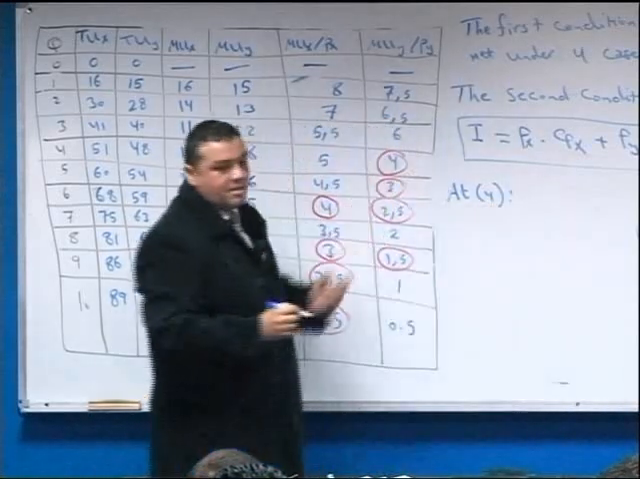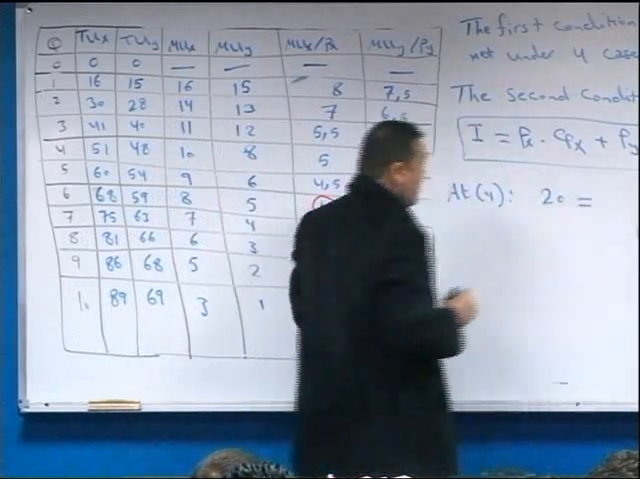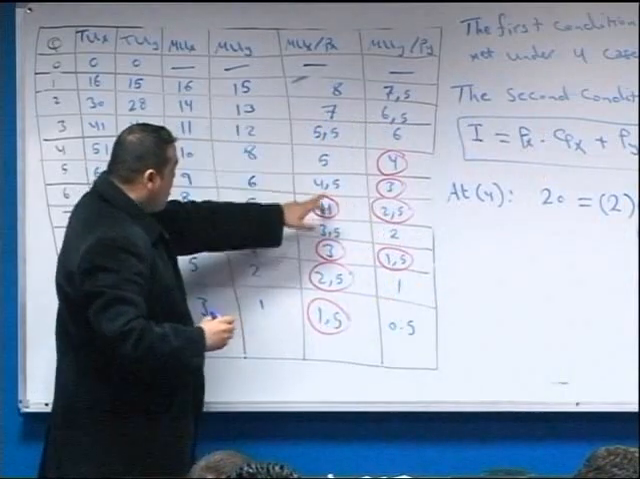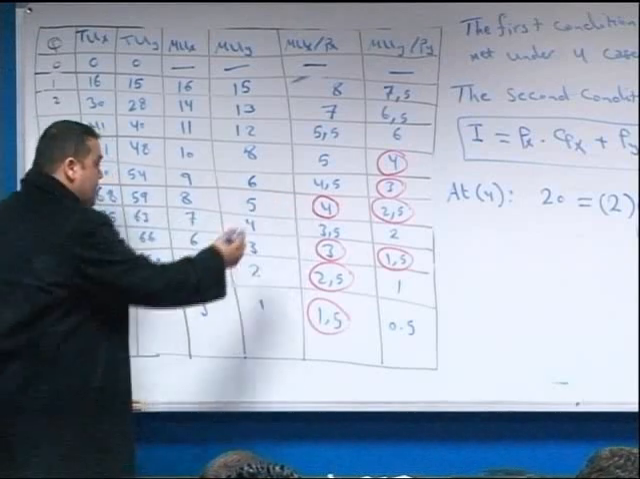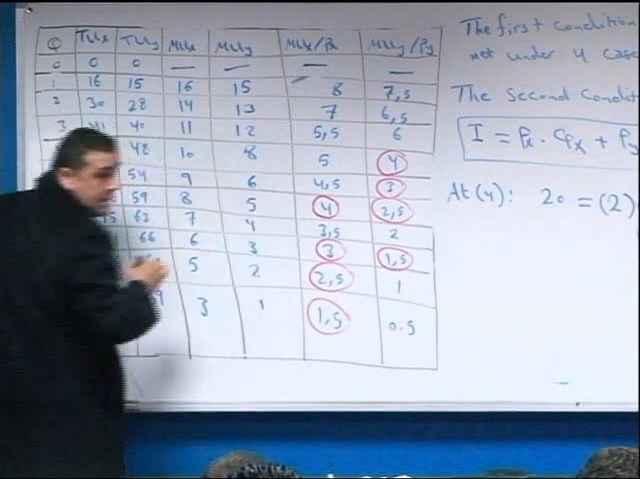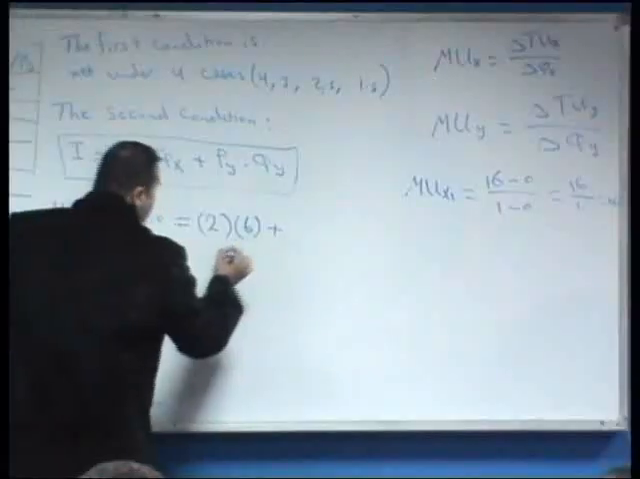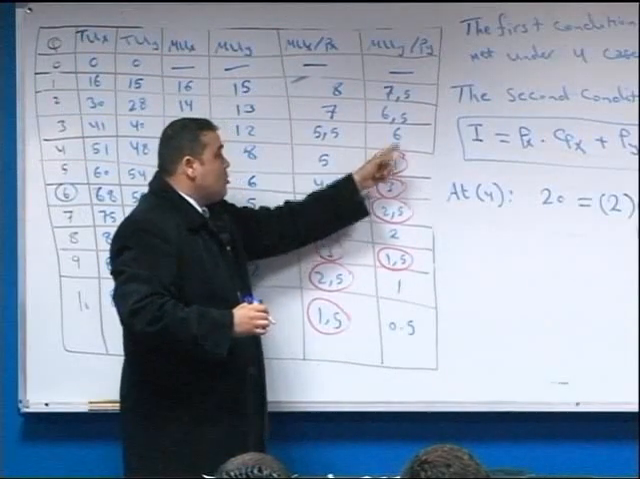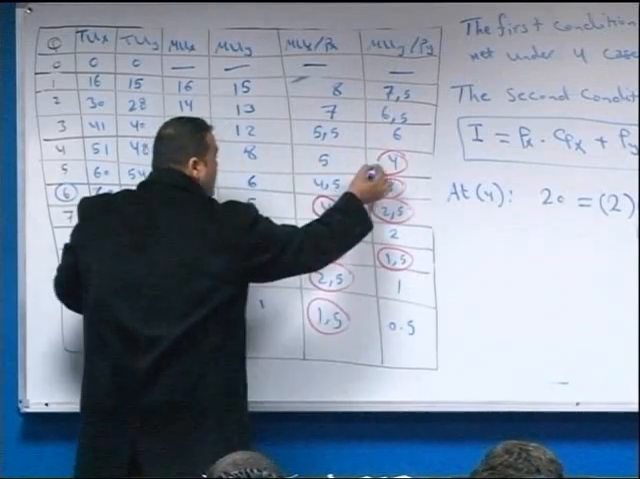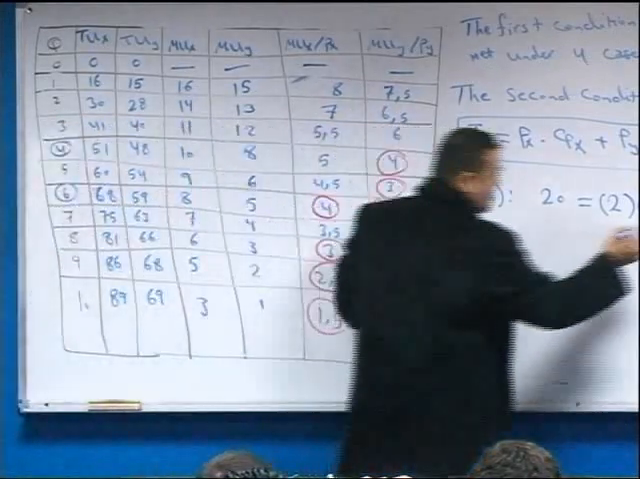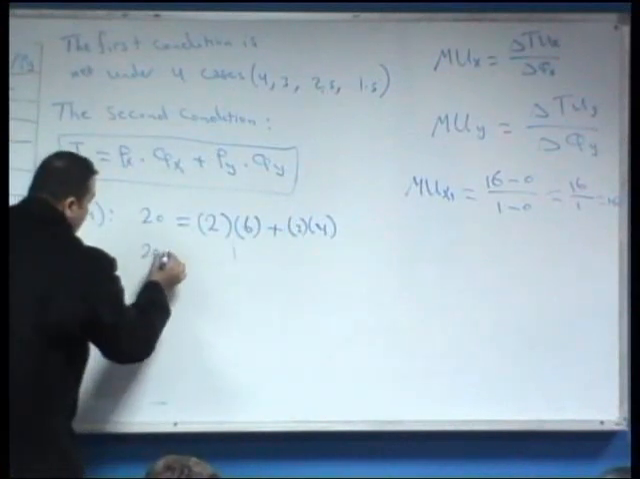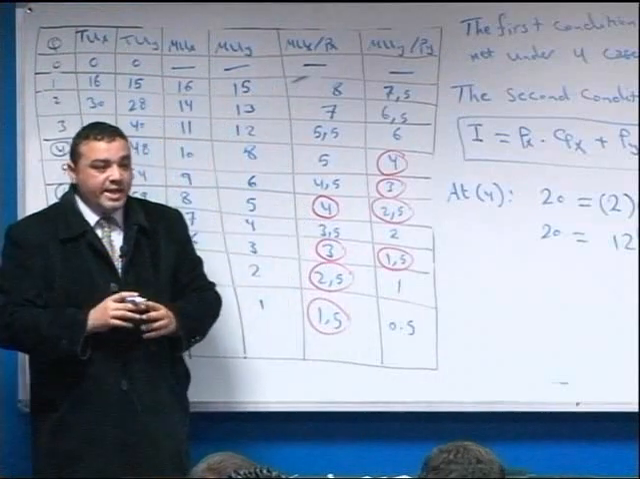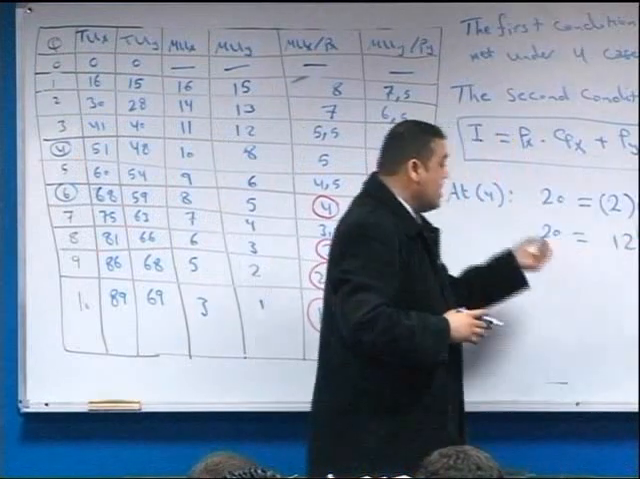At 4, how much is I? 20. It must equal the price of X, which is 2, times the quantity of X at 4. At 4, as you see, it's related to X. The quantity of X is 6, right? Plus the price of Y, which is 2, times the quantity of Y at 4. This column is related to Y. So at 4, the quantity of Y is 4. So 20 must equal 12 plus 8. So we achieve the second condition at 4.